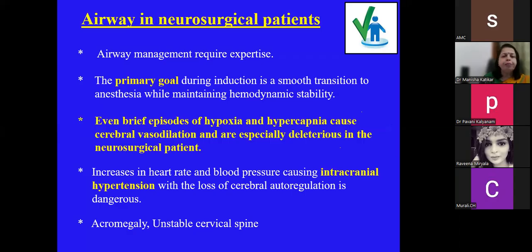And why is this important? Even brief episodes of hypoxia, hypercarbia, as well as hypotension can be deleterious to the neurosurgical patient, increasing the morbidity and mortality. Any factor that causes a rise in blood pressure can cause intracranial hypertension, and in many patients like unstable cervical spine, skull-base tumors, and acromegaly patients with pituitary tumors, we need to be very careful about the airway.